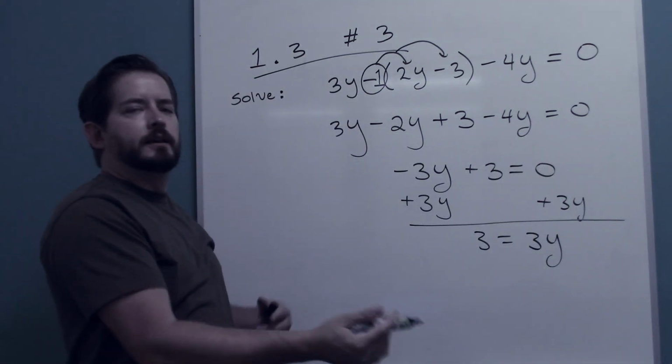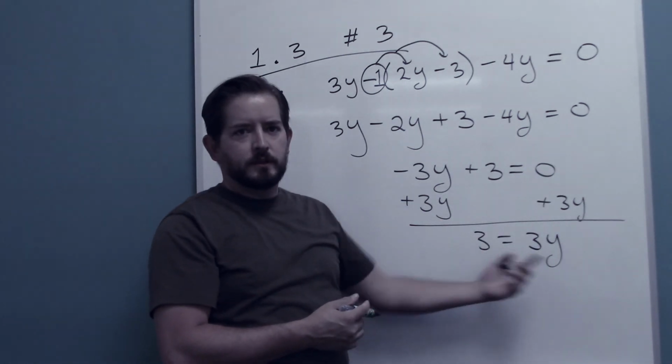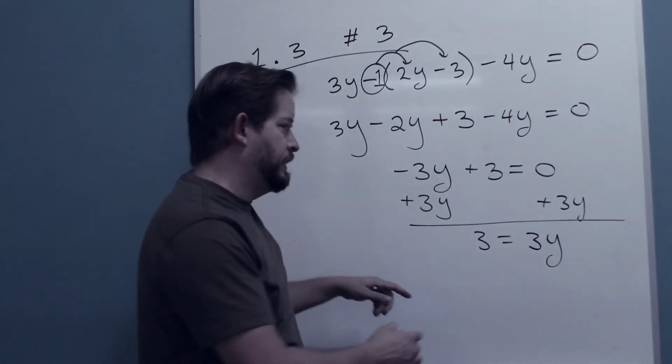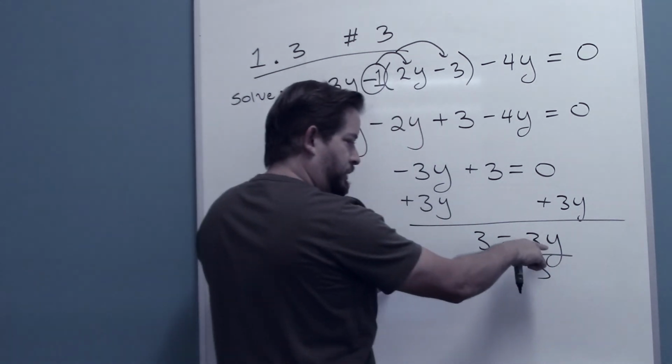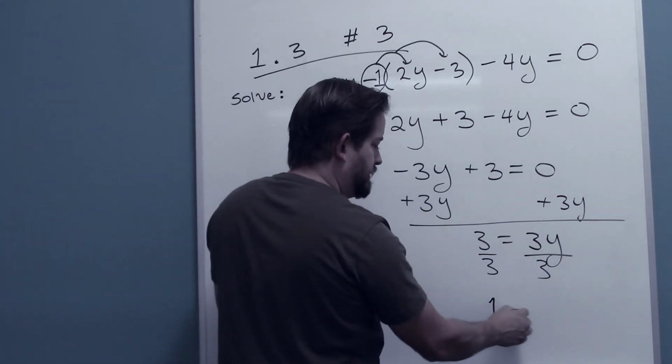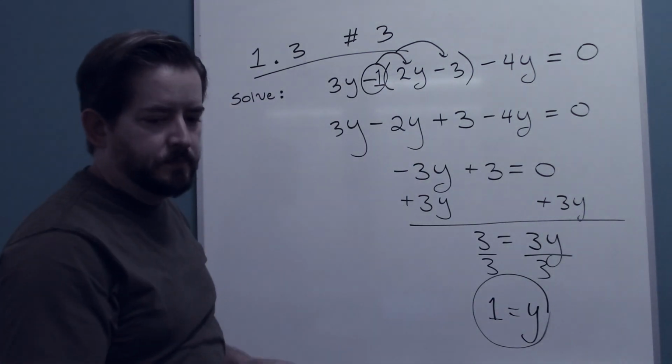Right? If you don't want to do this, it doesn't matter. Subtract your 3 over there, you get negative. You divide them, you're still going to get a positive. But here I'll divide each side by 3 to isolate the y, and I get my answer. Y is 1.